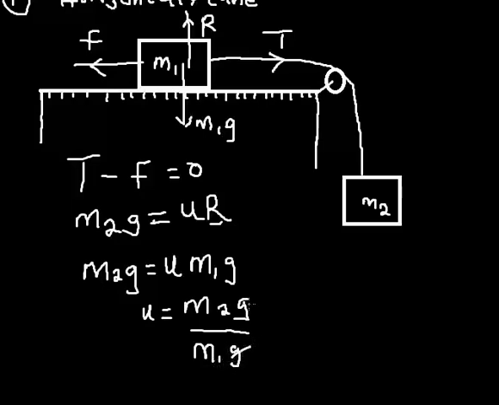You know what happened? G cancels G. So in a horizontal plane, the coefficient of static frictional force is given as M2, the mass of the pulling object, all over M1, the mass of the object that is on that surface. So please take note of that.